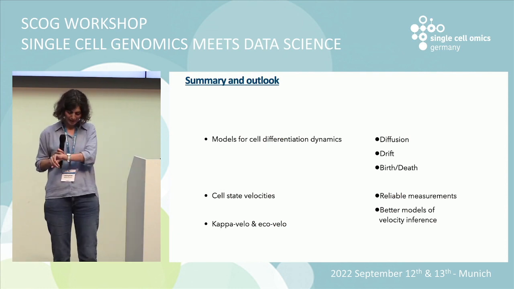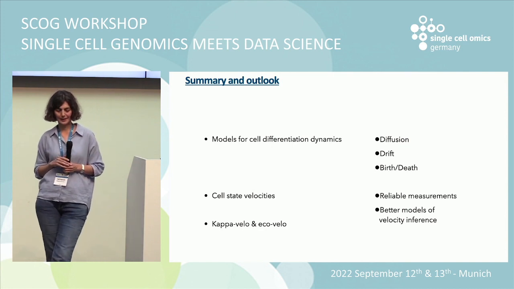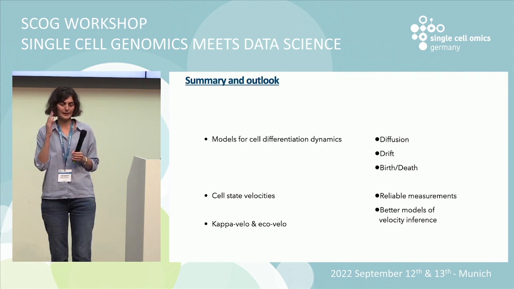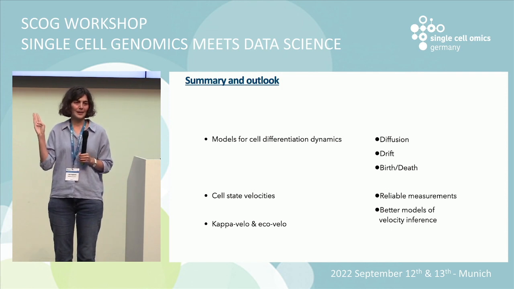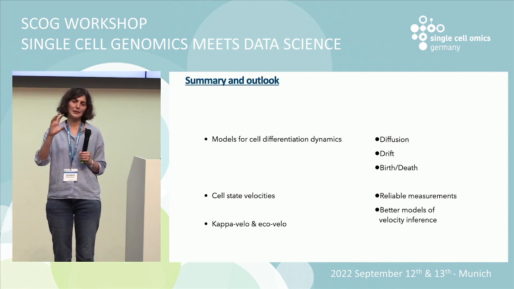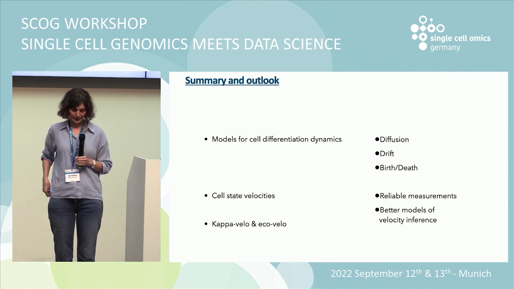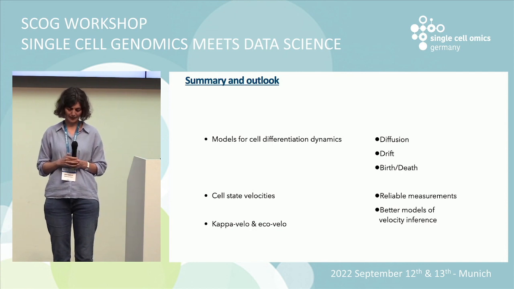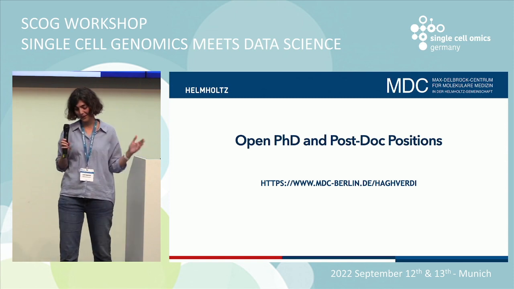Okay, so a very short summary. I talked about the models for cell differentiation dynamics, and then discussed the 2 existing models, diffusion drift and optimal transport, and showed that in both of them you have to infer these 3 terms. Then RNA velocity gives you the sum of the first 2 terms. Reliable measurements, I said, and 2 packages. And there are still things to be improved.